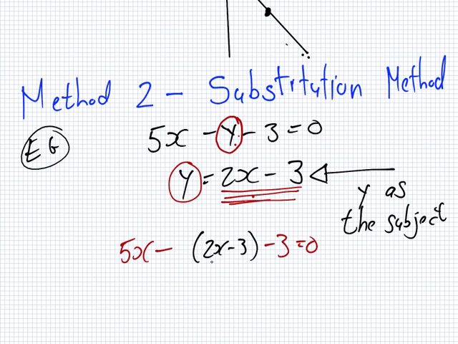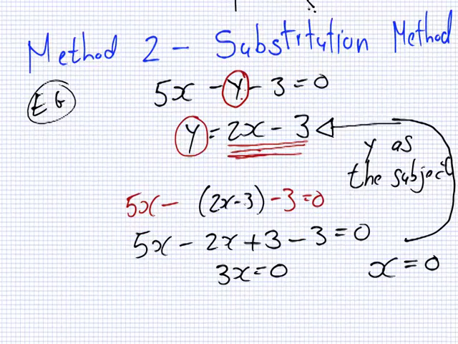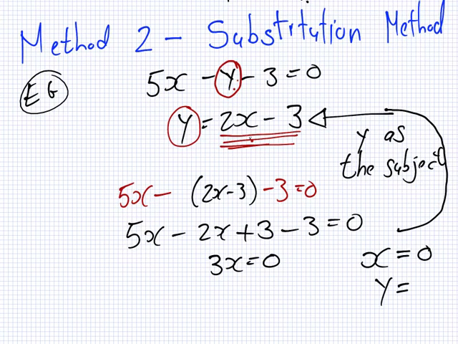Now the problem is easier because there's only x here. 5x minus 2x plus 3 minus 3 equals 0. So 3x equals 0, so x equals 0. How can I get y? We substitute, put the x in. So you get now that y equals minus 3. So the answer is 0, minus 3. This is the substitution method.